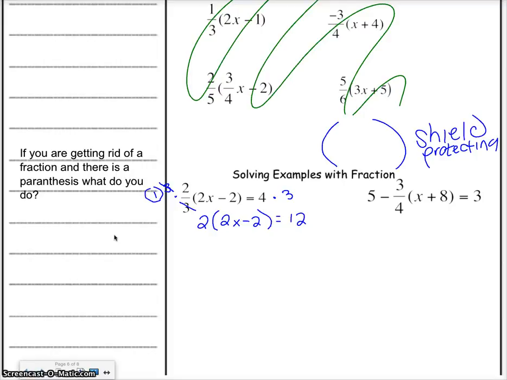So here I want to times through by 4, right? So I would times the 5 by 4. I would times this 3/4 by 4. Can I times inside here? No. It's protected. I'm being blocked away. But I can times the 3. So it would be 20 minus, the 4's canceled, 3 parentheses x plus 8 equals 12.